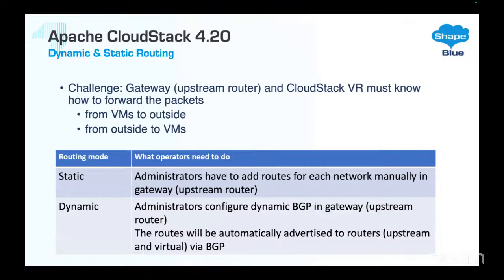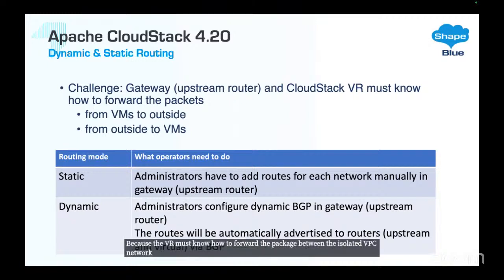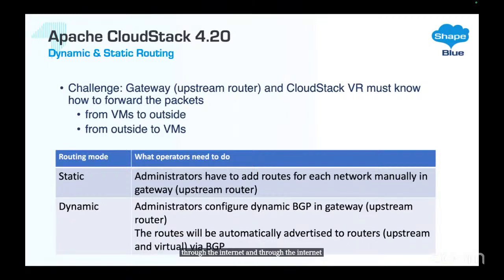The challenge here is related to how you will configure your public network. Your upstream router needs to be configured because the VR must know how to forward the packets between the isolated VPC network and the internet, and from the internet to the VPC and isolated network.